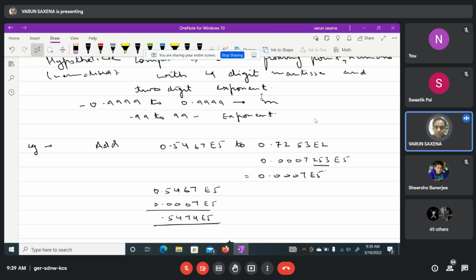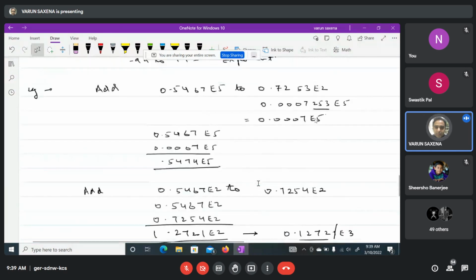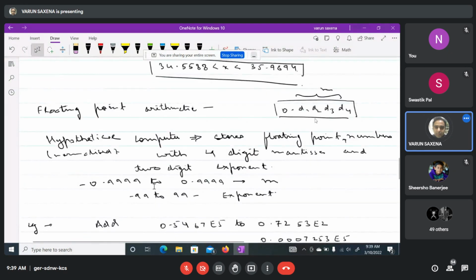If I would have said that you can store exponents up to 3 digits, so this would have been minus 999 to plus 999, and then this result would not have been overflow. This result would have been fine. But I'm taking a hypothetical computer. I think probably you overlooked this thing.